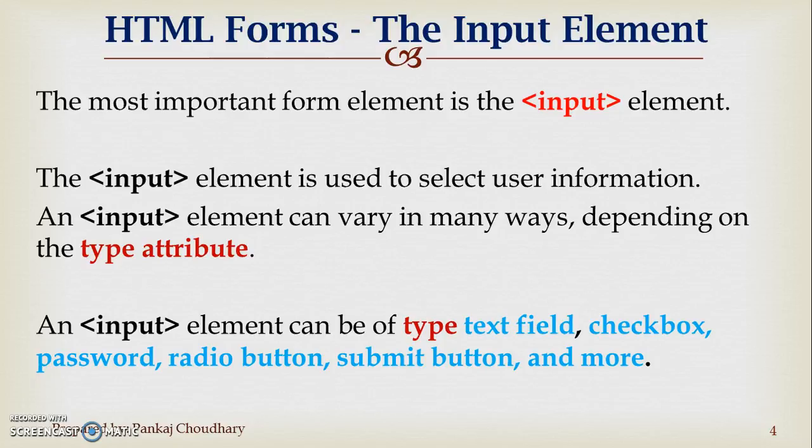The most important form element is the input element. It is used to collect the user information. The input element can vary in many ways depending on the type attribute. The values of the type attribute are text field, checkbox, password, radio button, submit button and more.